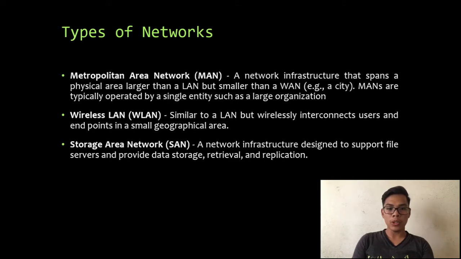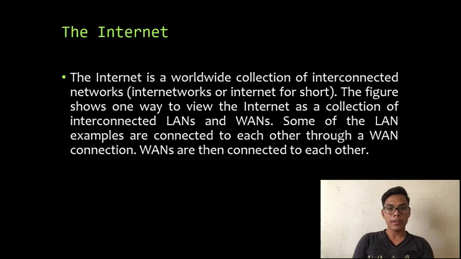Metropolitan area network, or MAN. A network infrastructure that spans a physical area larger than a LAN but smaller than a WAN. MANs are typically operated by a single entity such as a large organization. Wireless LAN, or WLAN. Similar to a LAN but wirelessly interconnects users and endpoints in a small geographical area. Storage area network: a network infrastructure designed to support file servers and provide data storage, retrieval, and replication. The Internet. The Internet is a worldwide collection of interconnected networks.